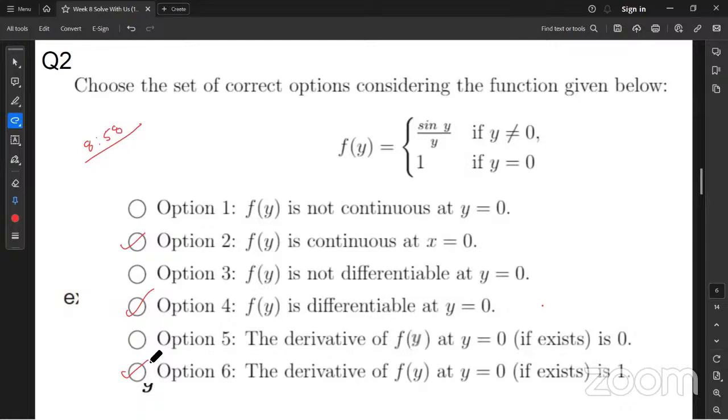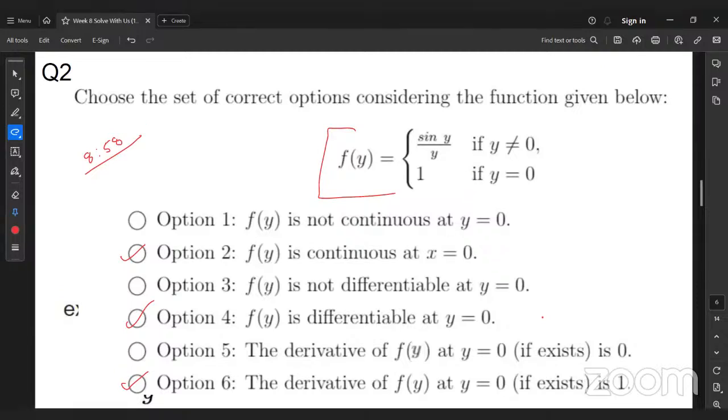What question is showing? Choose the set of correct options considering the function given below. So basically we have this function, this step function, which is defined as sin y by y if y is not equal to 0, and 1 if y is equal to 0. This is my function. According to this definition, we need to check whether this function is continuous at 0 or not, whether the limit exists or not, whether the derivative at 0 exists or not. That kind of thing we need to check.